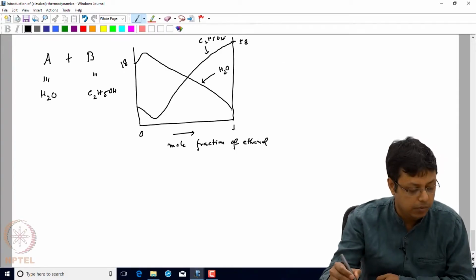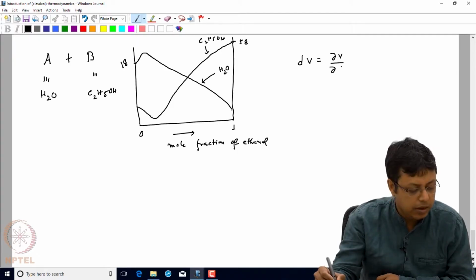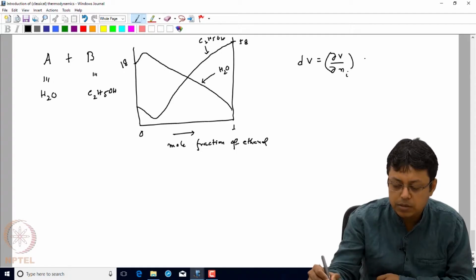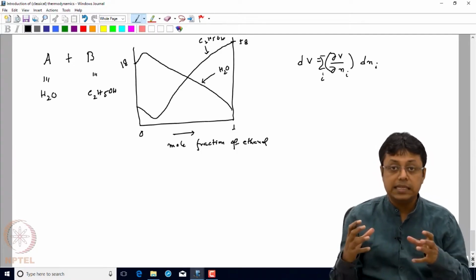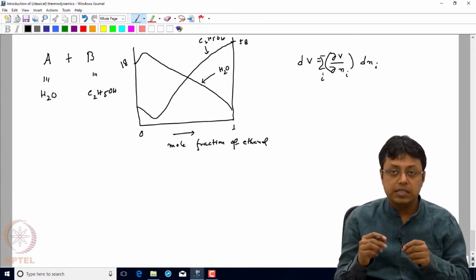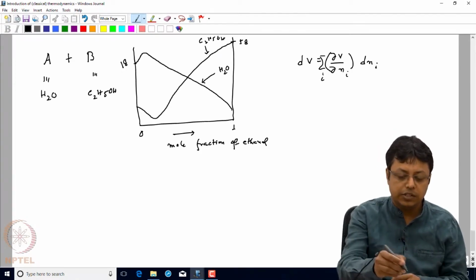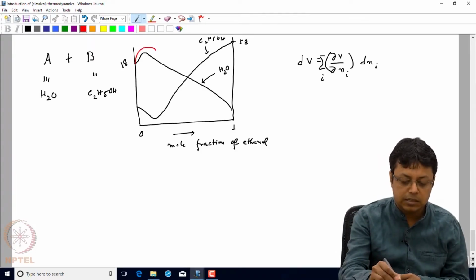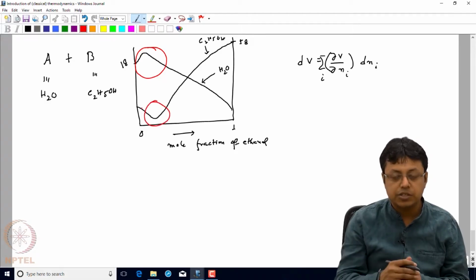Now the partial molar volume is defined as the change in the total volume if we just add some amount of the ith component. This is the definition of the partial molar volume. Since water and ethanol are miscible, we see that the volumes just do not get added up. So the nature of the curve is very complicated. As you can see, there is an initial increase in the partial molar volume, and then there is a decrease, and similarly there is a decrease in the partial molar volume of ethanol, and then it increases.